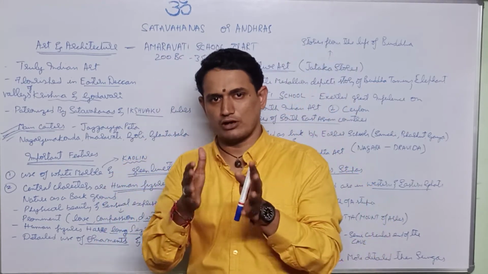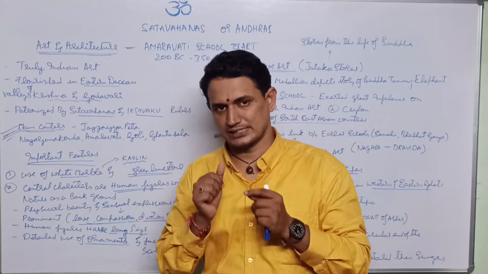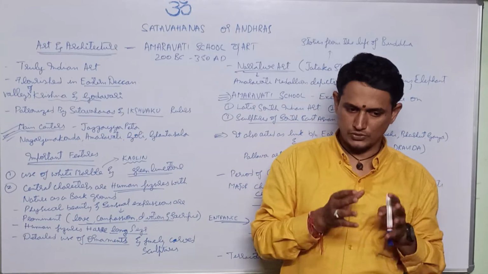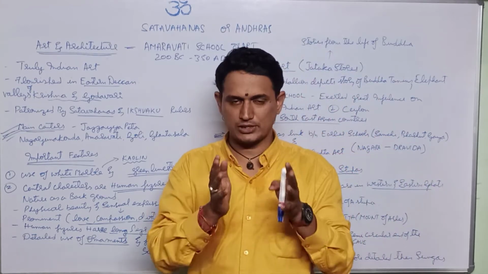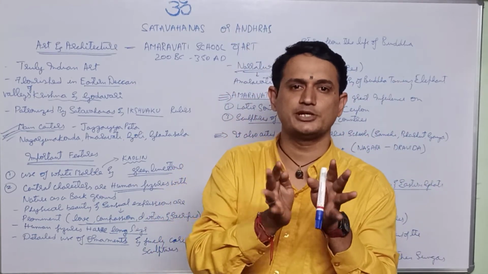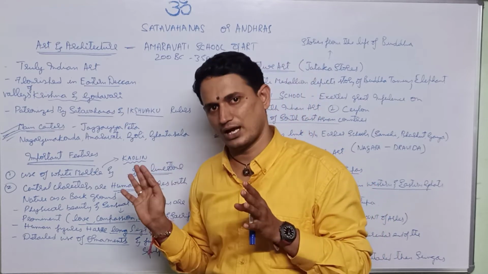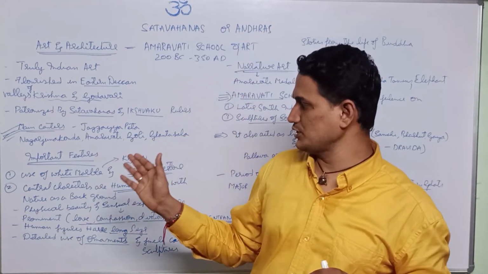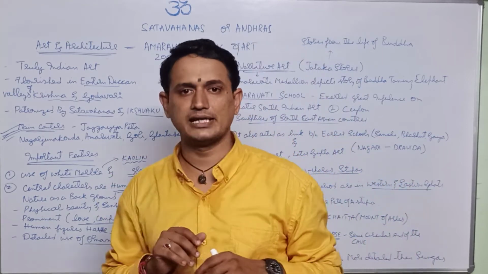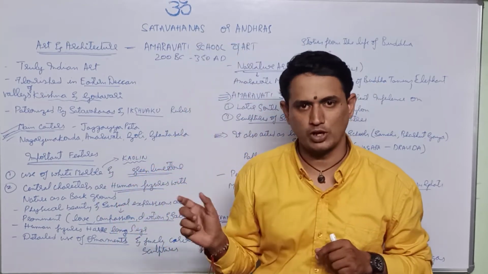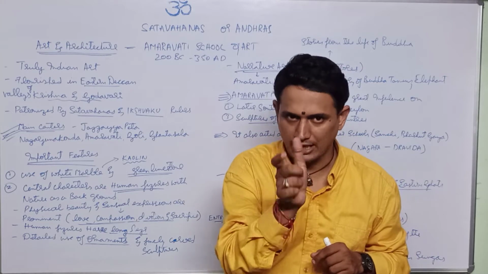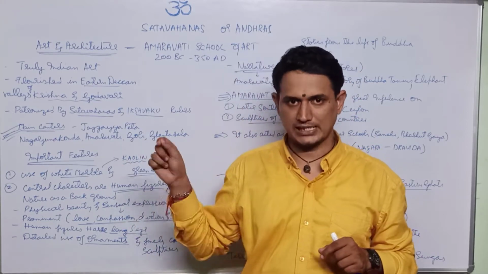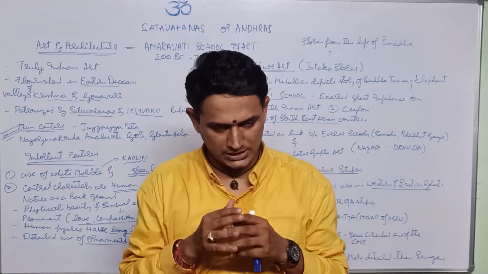Now we talk about the characteristics of this school of art, right? You have to make sure that you remember just 3 to 4 points in order to answer the questions, right? So first and foremost is the use of white marble and green limestone, right? White marble is also called kaolin, which was used to make the sculptures of the Amaravati school of art.